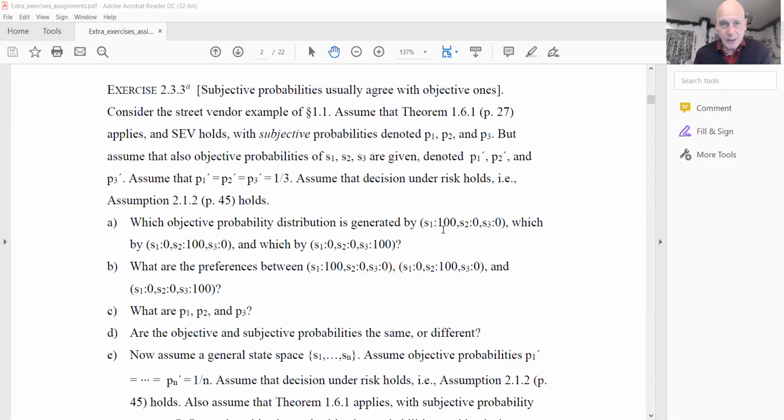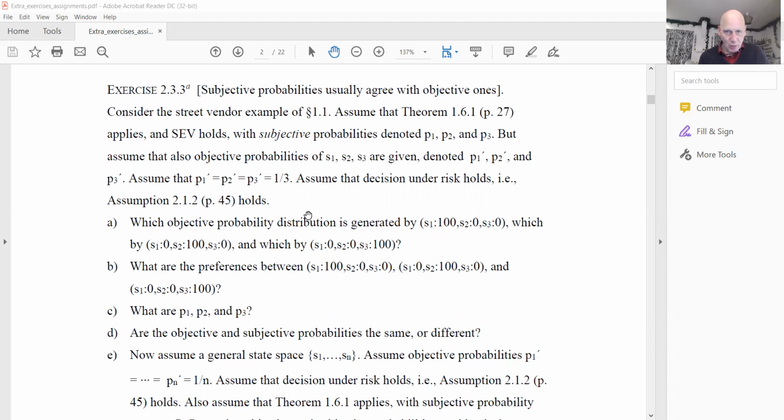I start this third meeting by discussing homework, and I begin with the extra exercise 2.3.3. It is not in the book, but it is in the file with the extra assignments and exercises. This exercise is about, well, we've seen in chapter 1 that there were subjective probabilities. We've seen in chapter 2 the case of objective probabilities. What happens if they both exist? Are they the same? Can they be different?